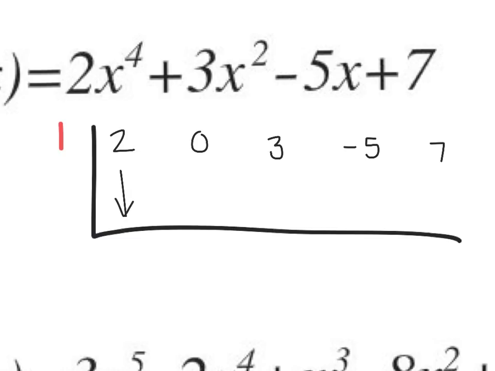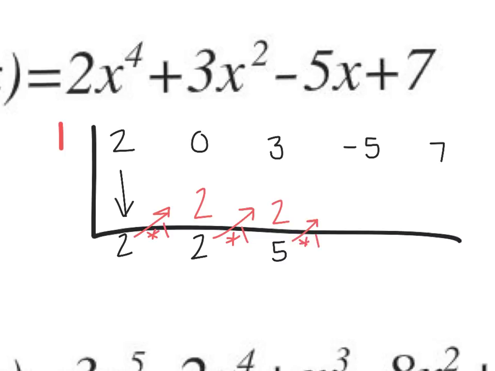So I'm going to bring down my 2, and then I just multiply. That's easy because I'm multiplying by 1 each time. 2 times 1 is 2. 0 plus 2 is 2. And then I do it again. I multiply by 1. 2 times 1 is 2. 3 plus 2 is 5. And I multiply by 1.